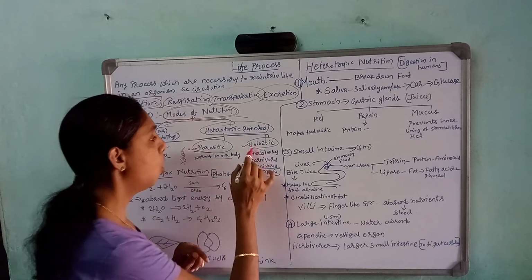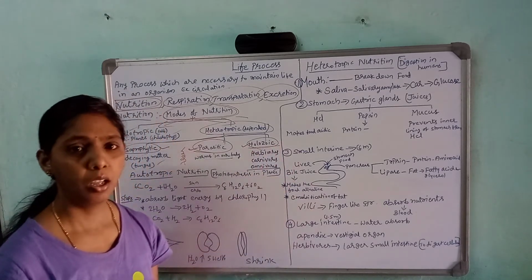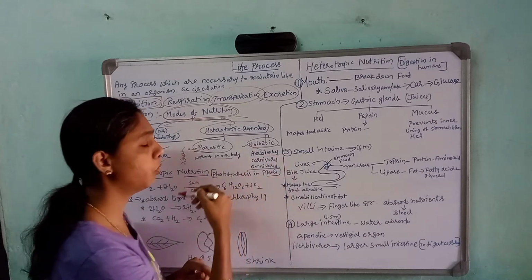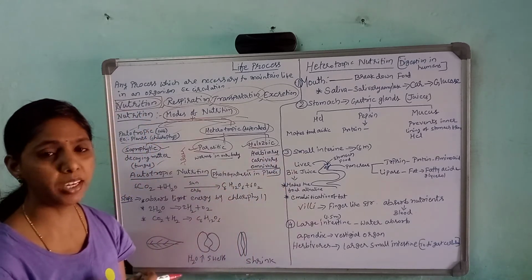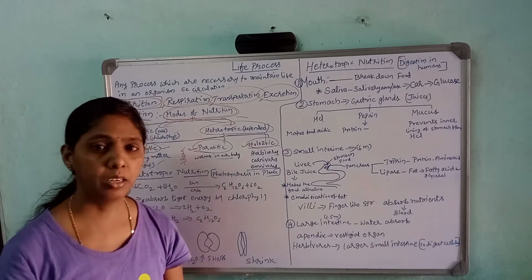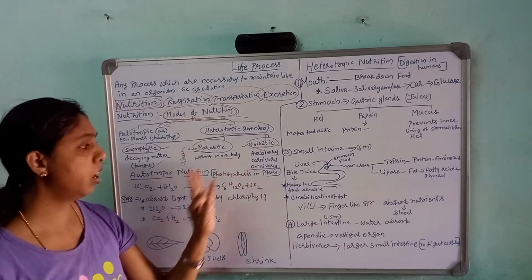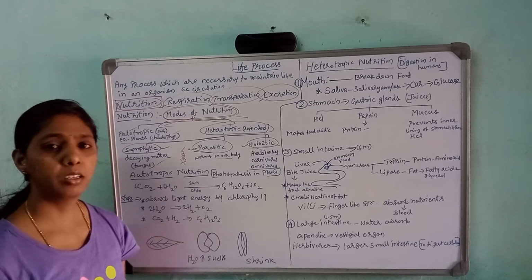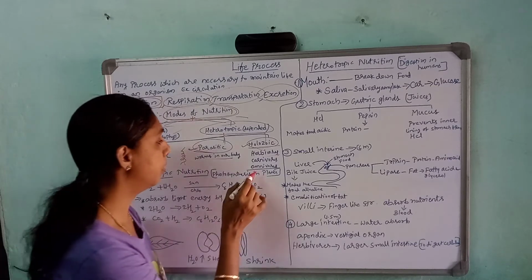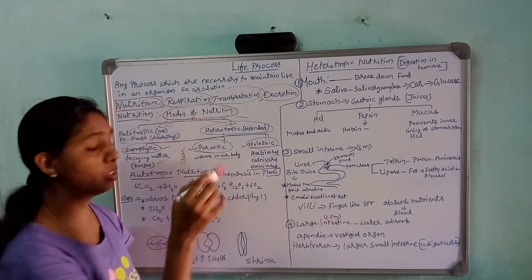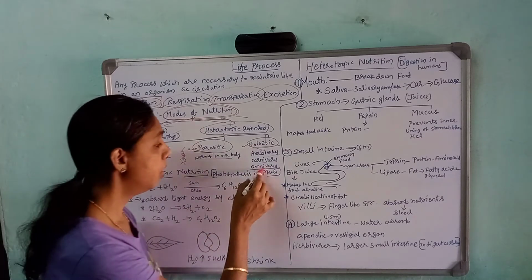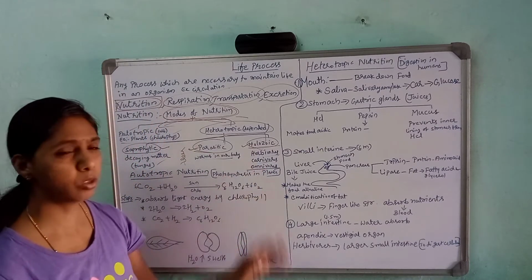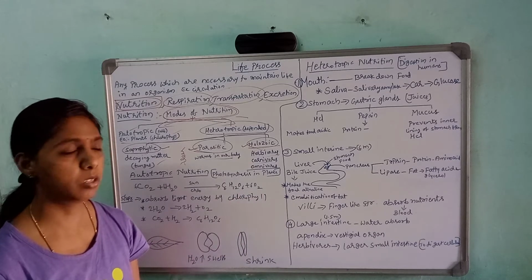And then come to holozoic. In holozoic, herbivores, carnivores and omnivores will come. Herbivores feed only on grass or plants. Carnivores feed on flesh. Omnivores feed on grass as well as flesh. We have learnt these things in the previous classes.